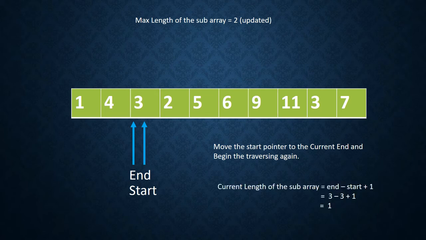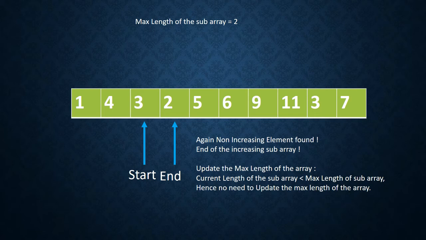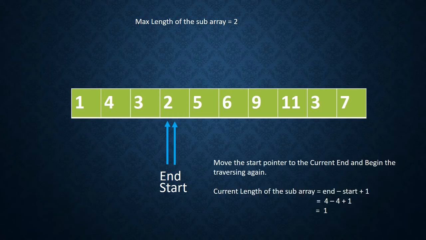Now the current length of our subarray is 1, that is the element 3. Move the end pointer forward. Our current length would be 2, but we see that again we have found an element which is not contributing to the increase in the subarray. So update the max length of the array. As the current length is less than the previous max length, there is no need for updation. Maximum length still remains 2. Bring the start pointer to the current end pointer.